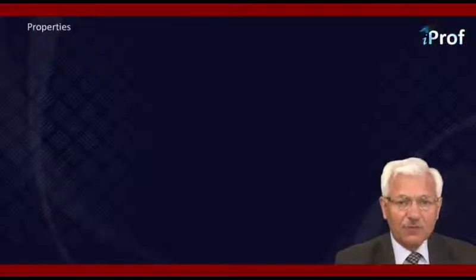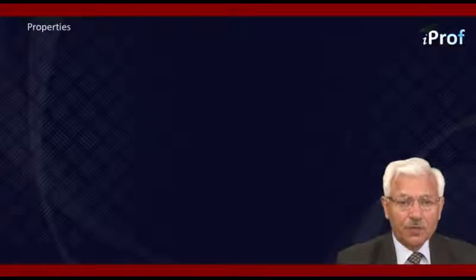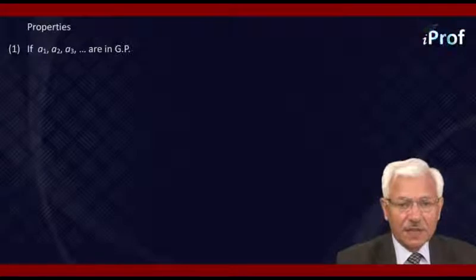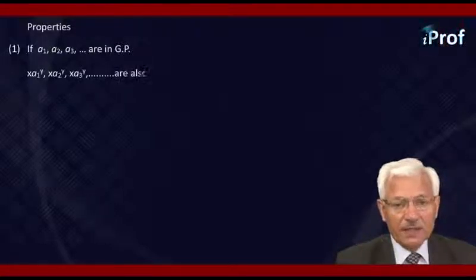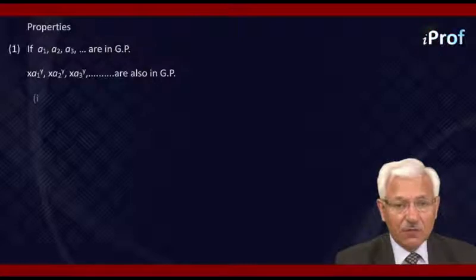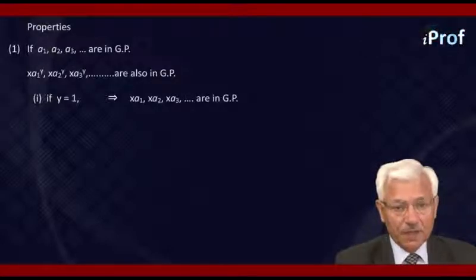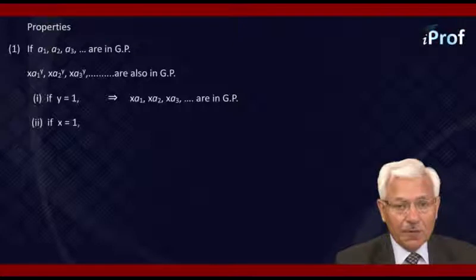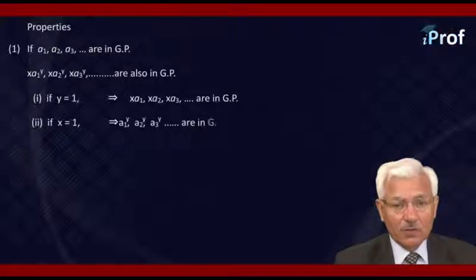Some of the properties of the geometric progression that we have studied are as below. First, if A1, A2, A3, ... are in GP, then x into A1 raised to power y, x into A2 raised to power y, x into A3 raised to power y, ... are also in GP. Taking certain special cases, if y is equal to 1, xA1, xA2, xA3 are also in GP. If x is equal to 1, we take up A1 raised to power y, A2 raised to power y, A3 raised to power y are also in GP.